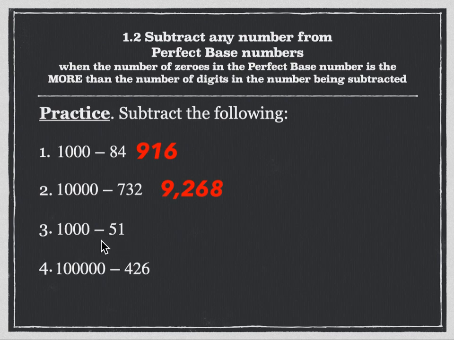Number 3, 1,000 minus 51. Improvise, put a 0 there. So what we have is 949, since 1 is the last number. Number 4, we have 100,000 minus 426. We will add 2 zeros here, which will give us 9957, and then the last number. What will you add to 6 to make it 10? 4. So what we have is 99,574.